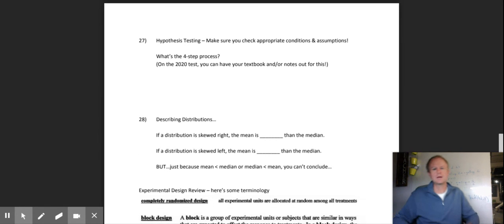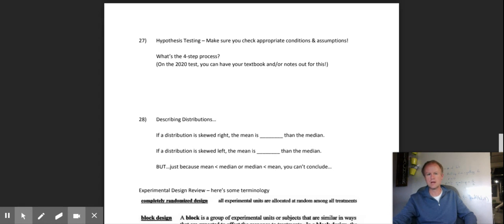Hypothesis testing. Make sure you check your assumptions and your conditions. You should have this out. If you have your textbook still, there's assumptions and conditions in your textbook. You could use that as a reference. Otherwise, there's some nice things on the internet with assumptions and conditions. If I think of it, I'll try to look for a good website that lists the ones that you need as a reference.